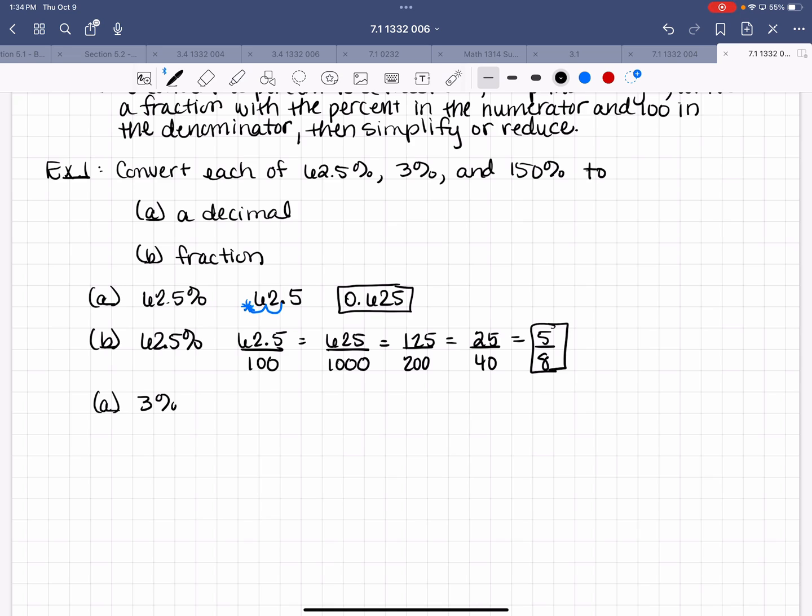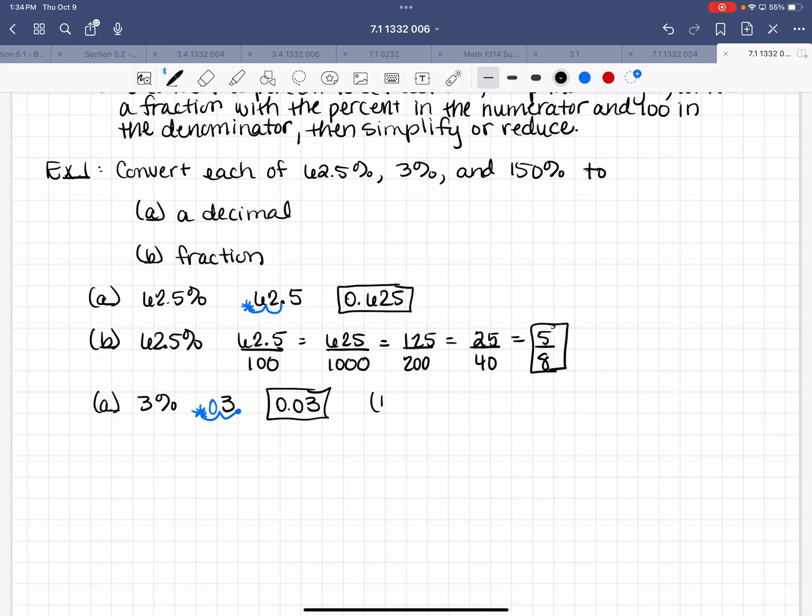Okay, let's do A for 3% now. I'm making it a decimal first. So that just gives me 3. Guys, if there is no decimal present, it's assumed to be after that last digit. So that last digit is 3. I make my decimal there, and then I move it 2 places to the left, 1, 2. I'm going to add that 0 in there. So 3% is really 0.03.